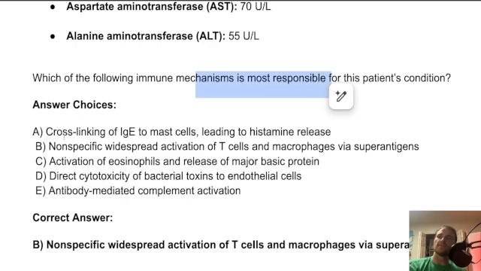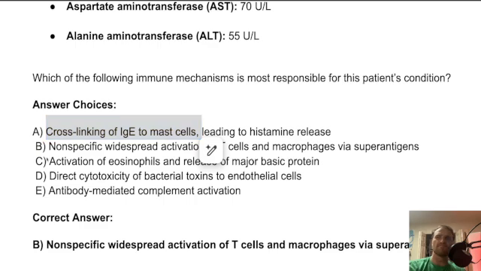Other choices, let's talk about them. Cross-linking mast cells, that's histamine and anaphylaxis. Not going to be related. Non-specific widespread activation of T cells and macrophages would be seen in parasitic infections and allergies, like asthma and hypersensitivities, but not toxic shock. Direct cytotoxicity of bacterial toxins to endothelial cells, that'd be Clostridium perfringens alpha toxins.